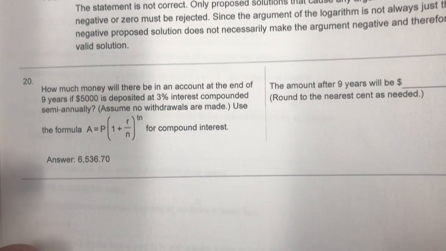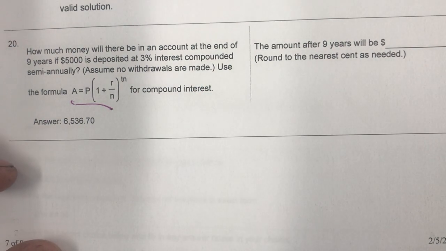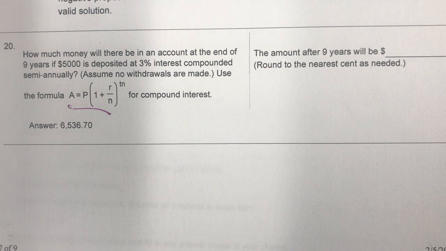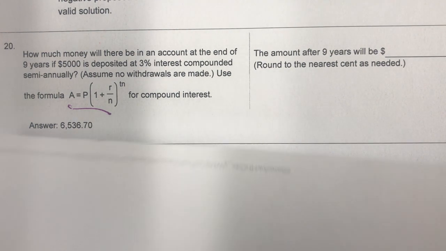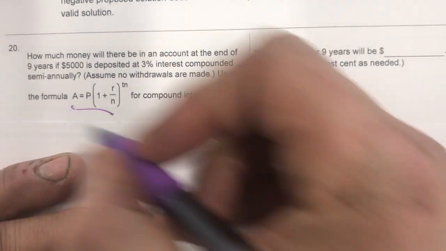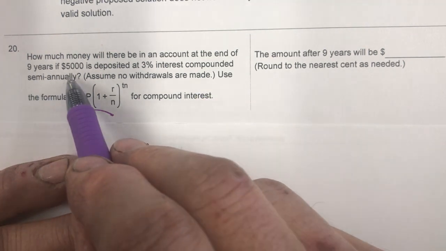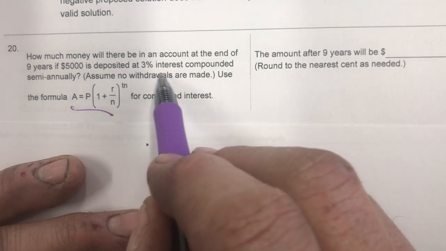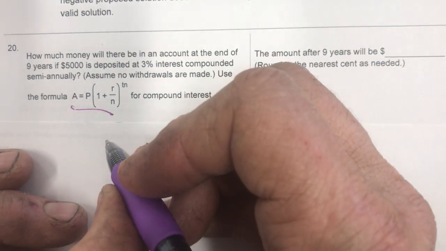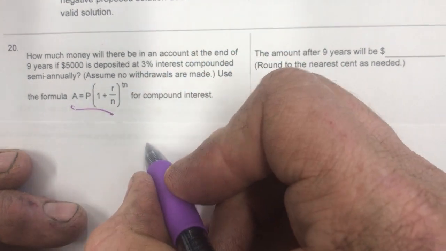Let's go to number 20. We have dealt with this before. We're going to look at it a little differently right here with the logarithms, I think. So let me write it down here. How much money will there be in an account at the end of 9 years if $5,000 is deposited at 3% interest compounded semi-annually? All right, so how much money will there be? That's the A.